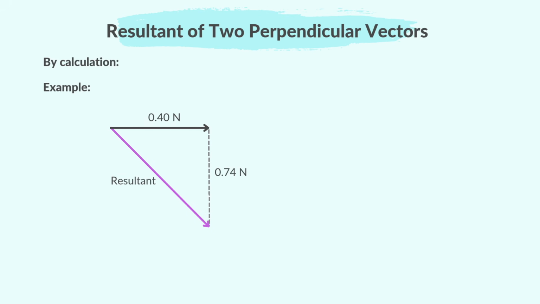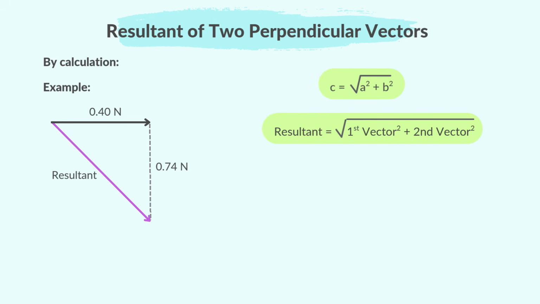Now we have a right-angled triangle with sides 0.40 newtons and 0.74 newtons, and the diagonal represents the resultant force. So we can use Pythagoras' theorem to find the resultant. The formula is resultant force equals the square root of the first vector squared plus the second vector squared. So we substitute the values. That gives us the square root of 0.40 squared plus 0.74 squared.